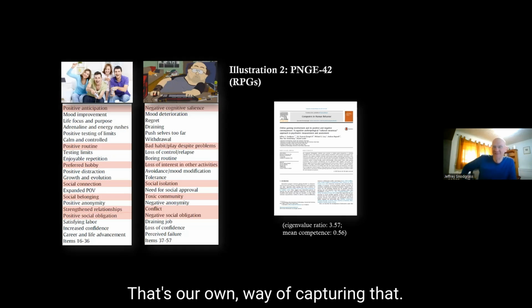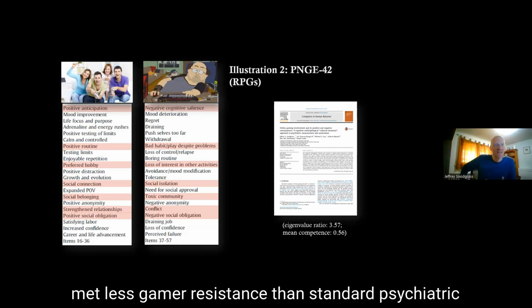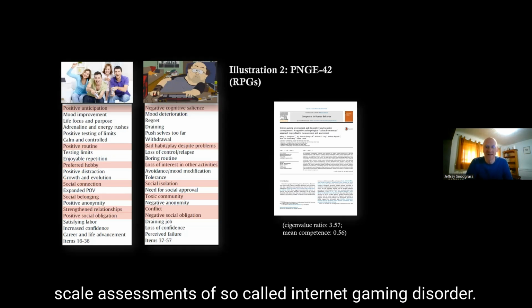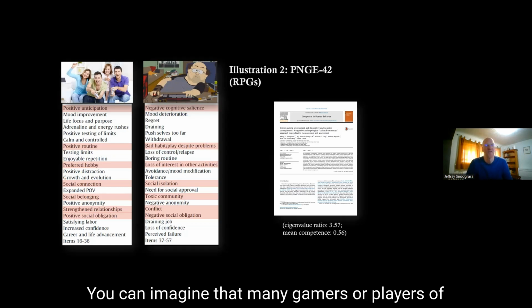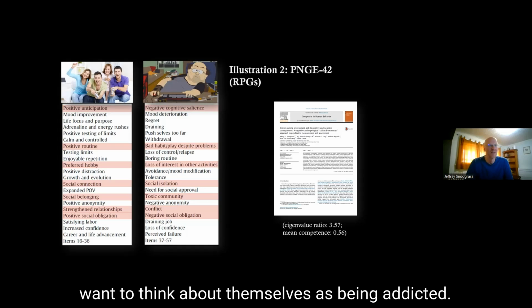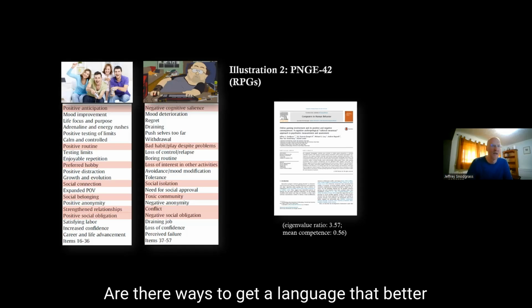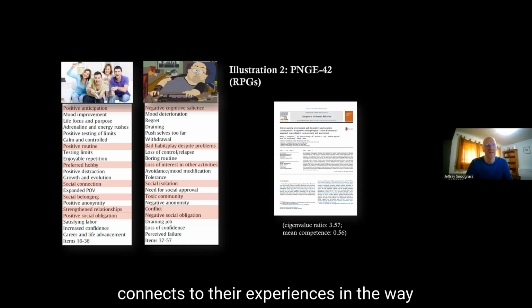That's our own way of capturing that. These proved more meaningful and, this is important, met less gamer resistance than standard psychiatric scale assessments of so-called internet gaming disorder. You can imagine that many gamers or players of video games or other kinds of games might not want to think about themselves as being addicted. So is that language alien to them, or are there ways to get a language that better connects to their experiences in the way they think about and play their games?